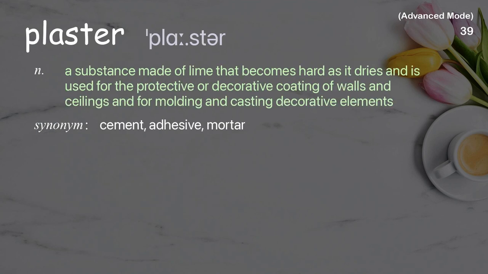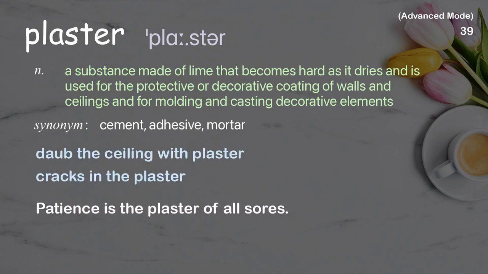Plaster. A substance made of lime that becomes hard as it dries and is used for the protective or decorative coating of walls and ceilings and for molding and casting decorative elements. Examples: daub the ceiling with plaster. Cracks in the plaster. Patience is the plaster of all sores.